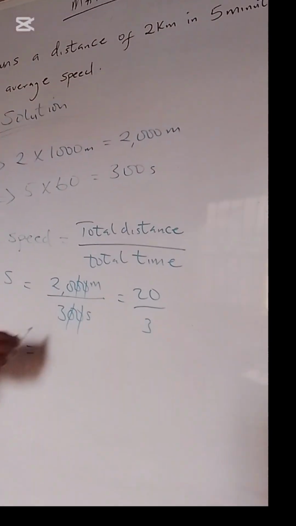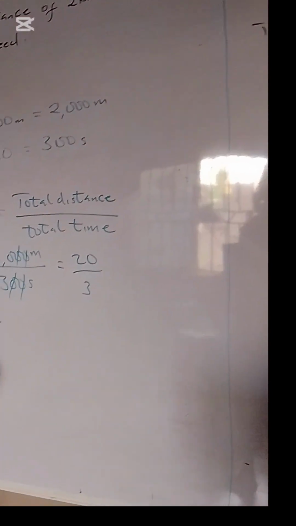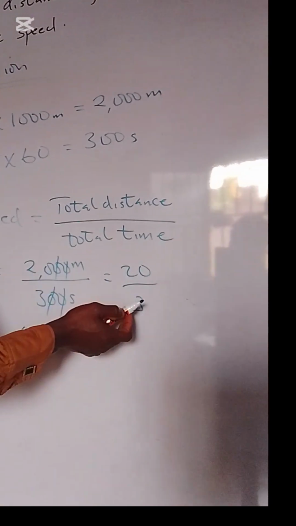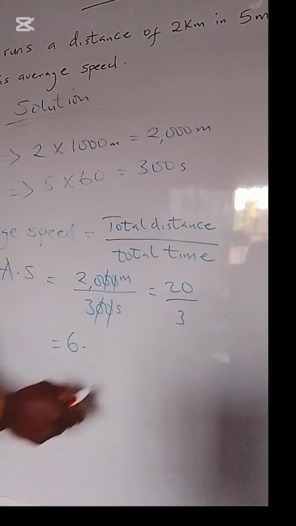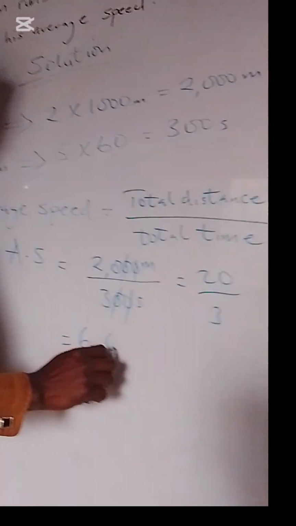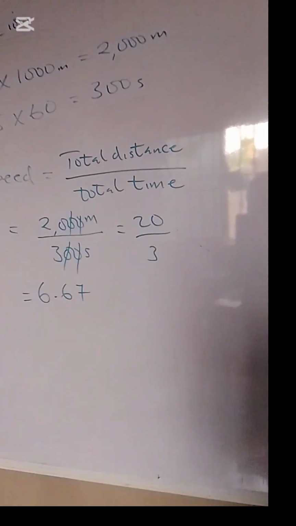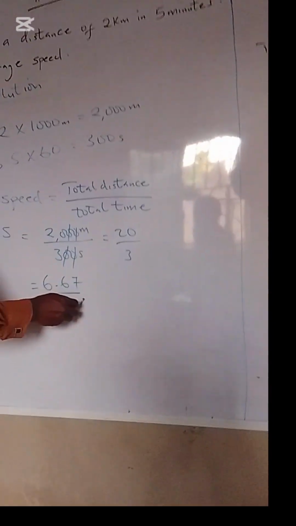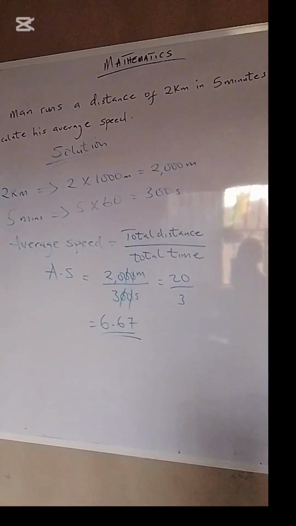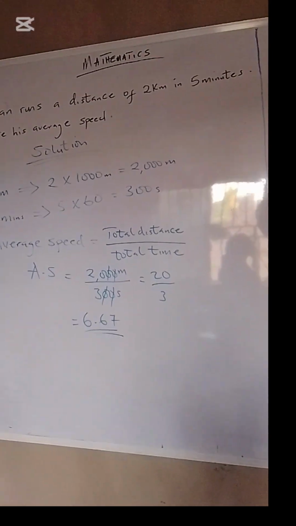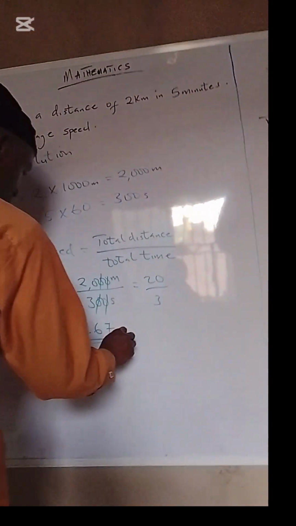If you look at it very well, our average speed should be 20 divided by 3, that should give us 6 point... How many 3s can we see in 20? That should give us 6.67. So that will be our final answer, 6.67. We can call it meter per second.